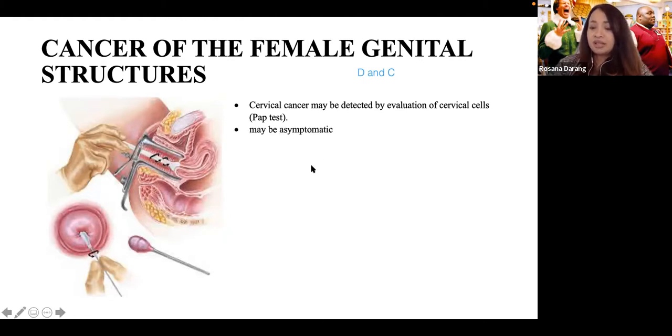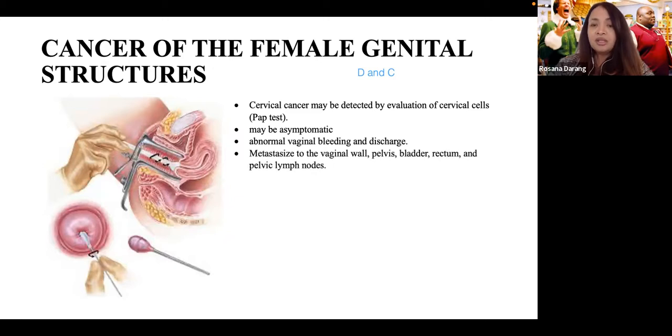So it starts off as asymptomatic, like some cancers, and then there will be abnormal vaginal bleeding. So any of the ones we mentioned in our first list of signs and symptoms. Discharge may be different in color or odor as well. And once it metastasizes to other organs, then you can expect to see more signs and symptoms. So if it's metastasized to the bladder, expect urinary symptoms. If it metastasized to the rectum, expect bowel irregularities, constipation, blood in stool.